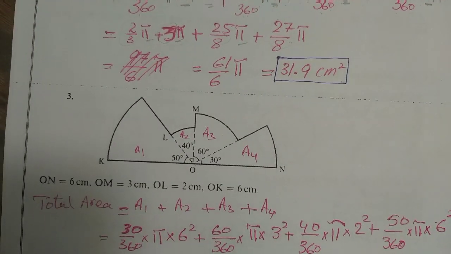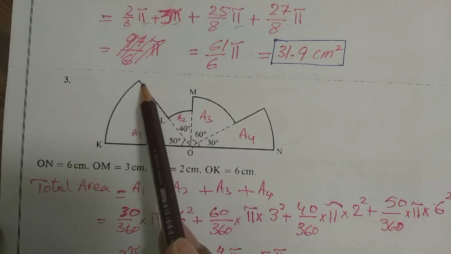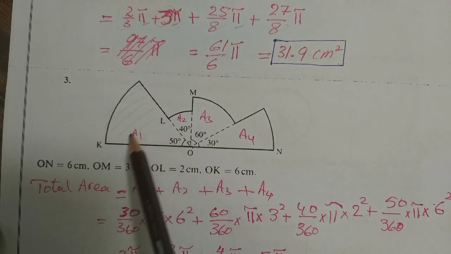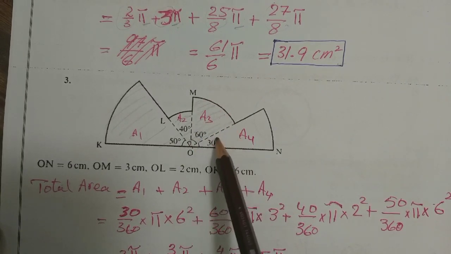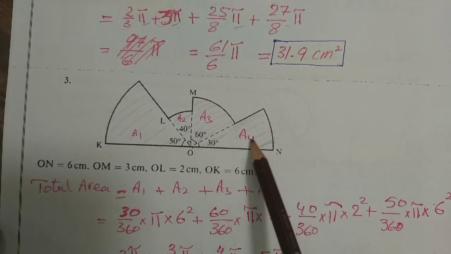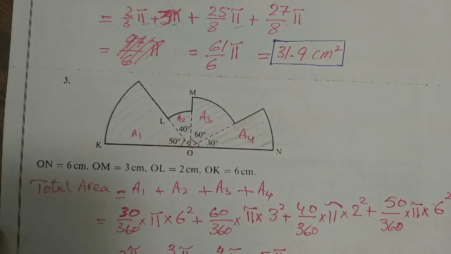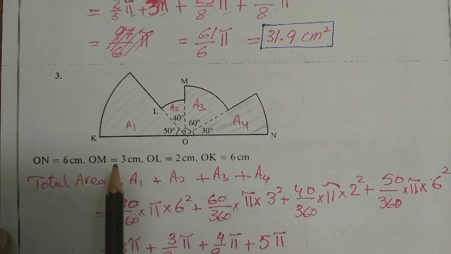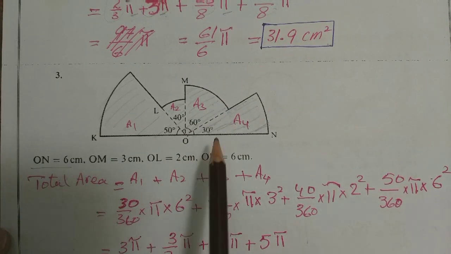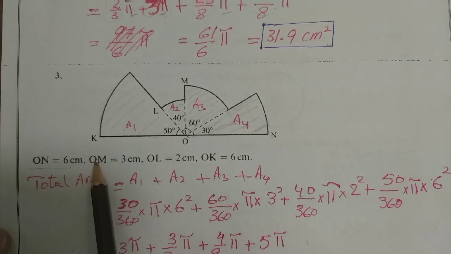Okay, question number 3. Again, we need to find the area of this shape. We need to find the total area of the shape. There are different sectors of the circle given with different angles, and we combine them. This again becomes a kind of flower. So we are given O to N is 6 centimeters, from here to here 6 centimeters. O to M.